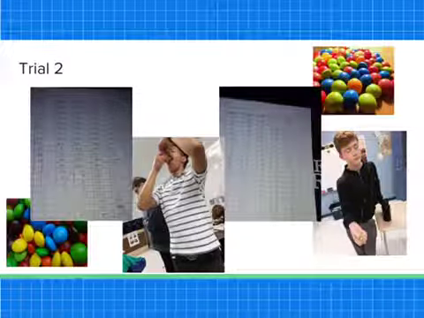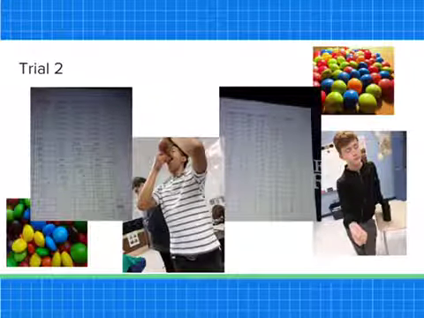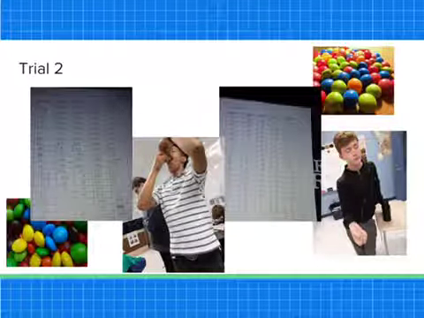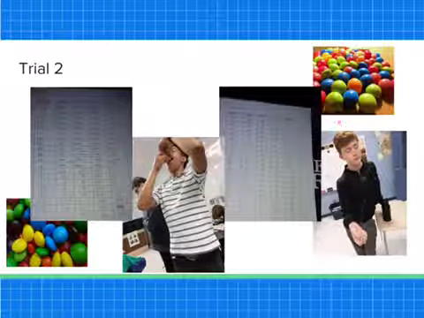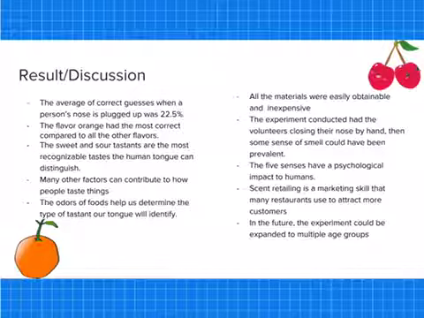Here you see the data tables for trial 2 for closed nose and open nose, and you see 1 volunteer with their eyes closed, nose closed, and eating a Skittle, and in this one you see only a volunteer with their eyes closed and about to eat the Skittle. 22.5% was the average of correct guesses when a person's nose was plugged up. Here, this proves my hypothesis because there was such a small percentage of right answers.